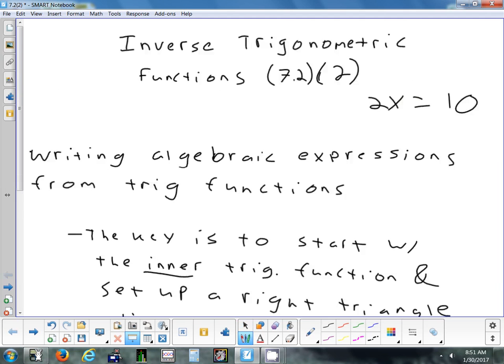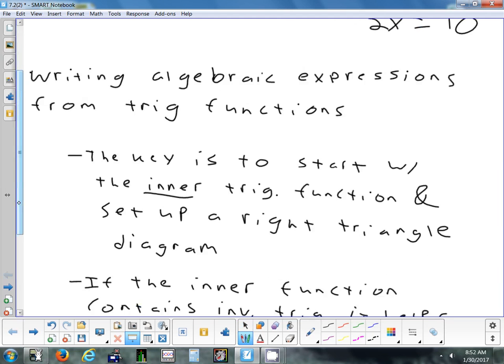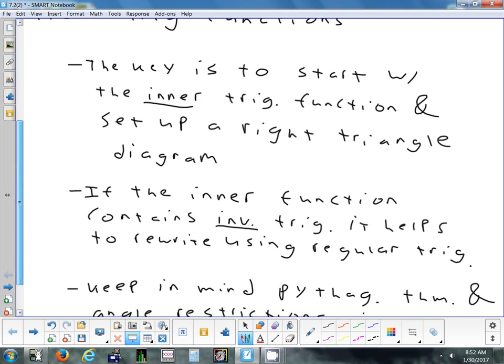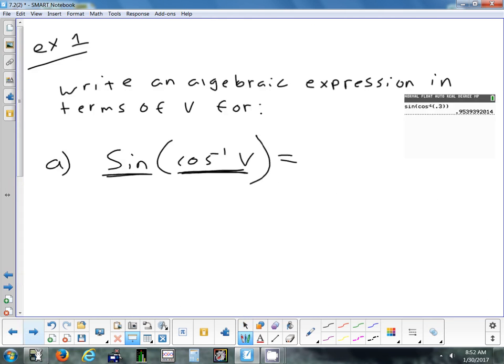So the directions say, first thing you're going to do is start with the inner trig function. And if the inner trig function contains inverse trig, we're going to rewrite that. So let's forget about the outside for now. I'm starting with that inner function.